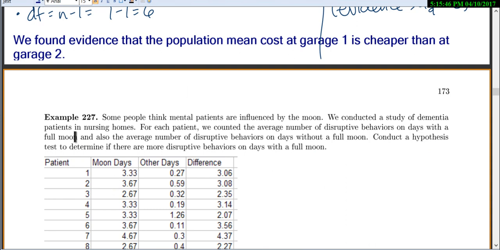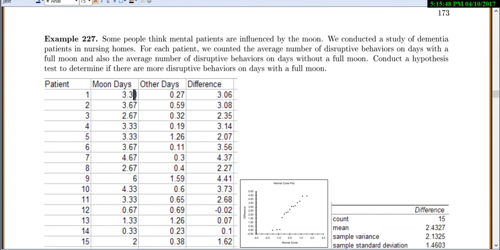So let's try another example. Some people think mental patients are influenced by the moon. We want to conduct a study of dementia patients in nursing homes. For each patient, we counted the average number of disruptive behaviors on days with a full moon and also the average number of disruptive behaviors on days without a full moon. Conduct a hypothesis test to determine if there's more behaviors on days with a full moon.